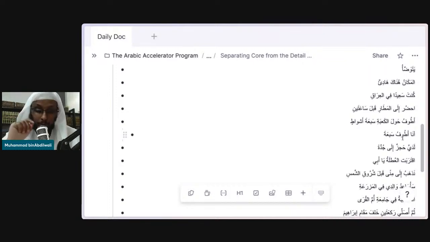This is actually a core sentence: أنا أطوف 7. Now you're going to say to me, why not حول الكعبة, Ustad? Well, حول is a locational adverb that basically tells us where he's doing the tawaf. But the actual object of the sentence is سبعة: he did tawaf, or 7 circumambulations. أطوف سبعة, and everything else is detail.